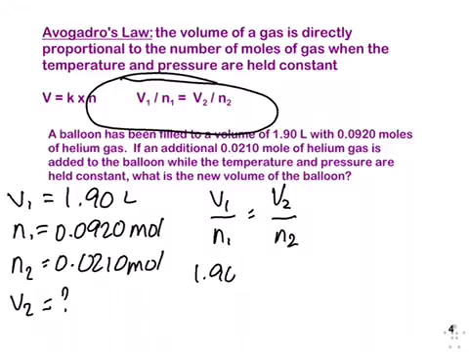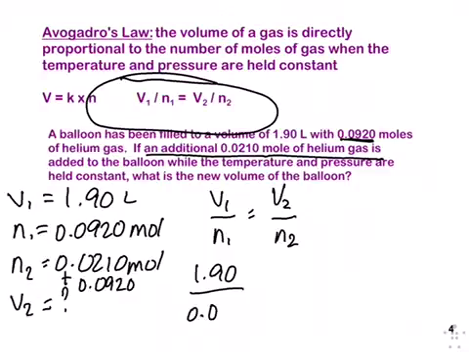Initial volume 1.9 over 0.0920. Oh wait, our second moles is plus 0.0920 because we added the 0.021 moles. Does that make sense? Why we have to do that addition? Because it says an additional 0.021 moles were added to the original 0.09. Okay? So N1 is still 0.0920. Our second volume we don't know, and so we need to do this quick addition.